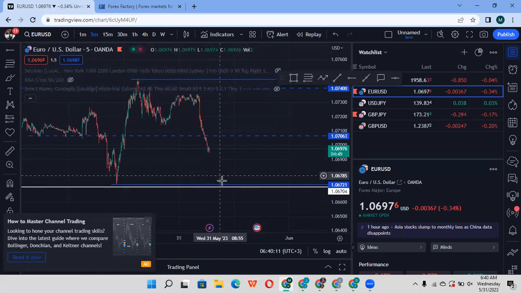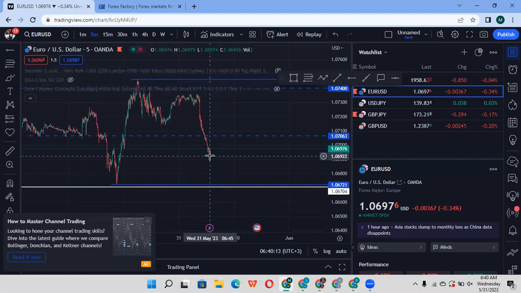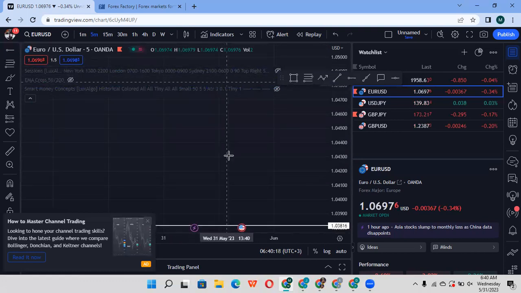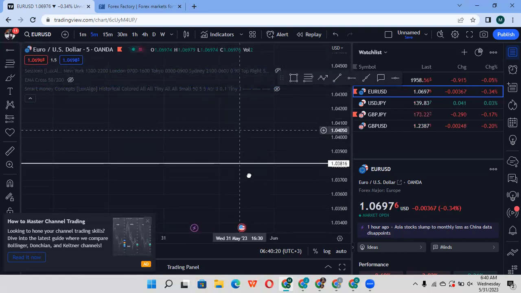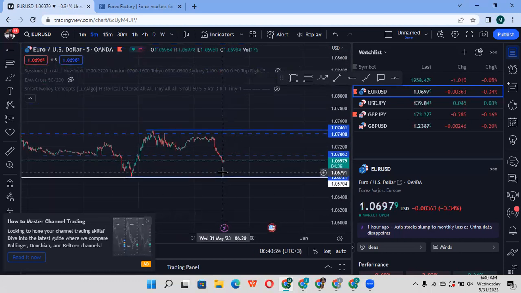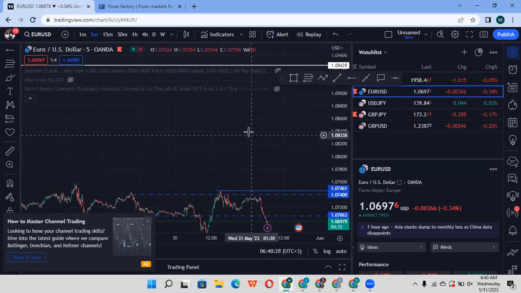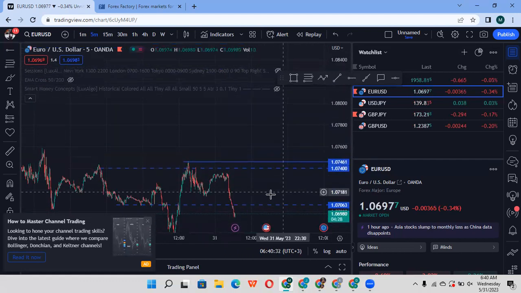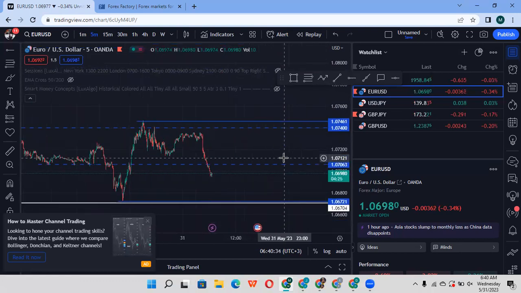If price will have broken this demand zone, target will be this demand zone here, so we'll be looking at selling. If it will have failed to break this demand zone and continue moving up, we'll be looking at buying, this being our target.